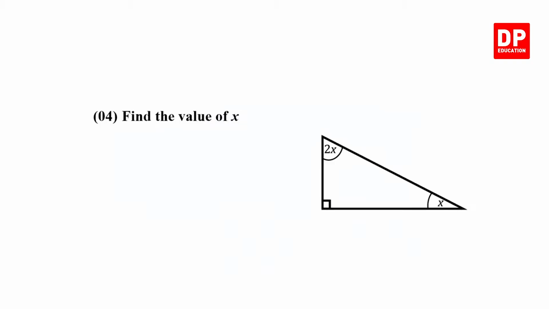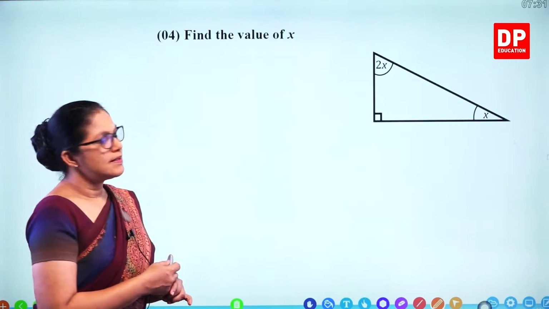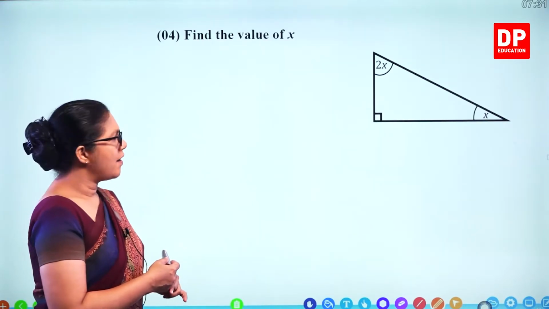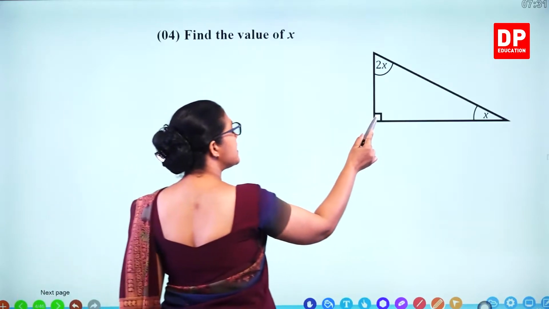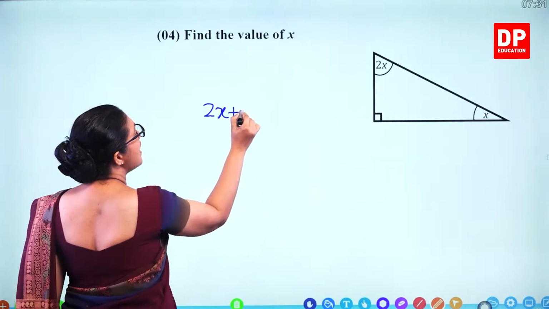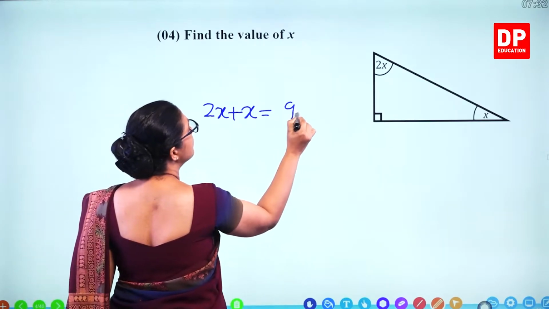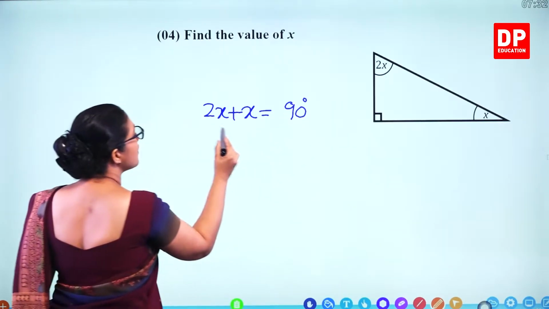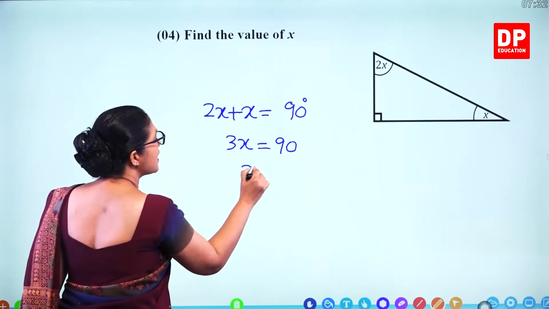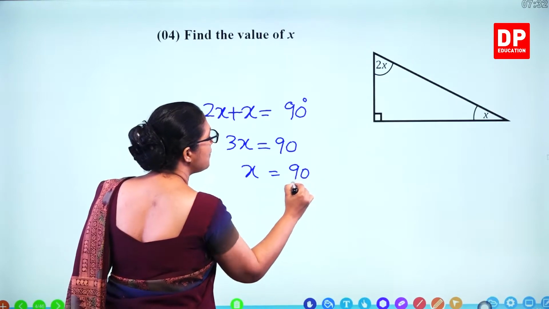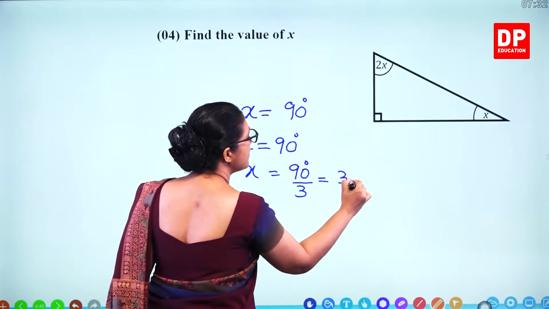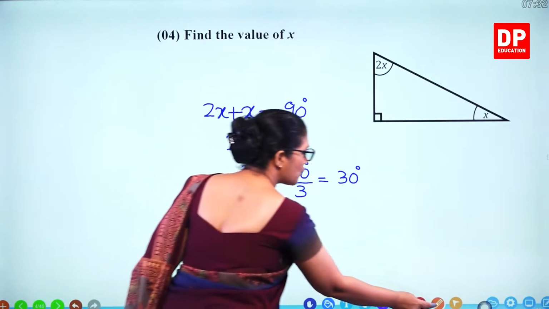Question number 4. Find the value of x. This is a right angle triangle. The sum of angles adds up to 180. Already 90 is there, so that means the other 2 angles add up to 90. So 3x is 90. So what's x? 90 divided by 3. 30 degrees. So 2 marks for that.